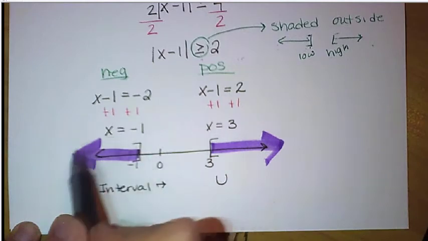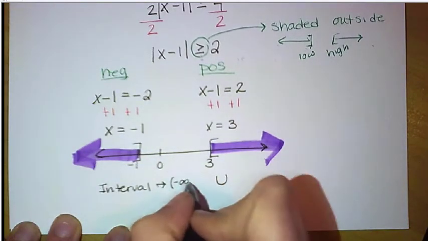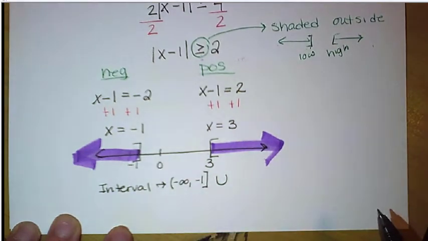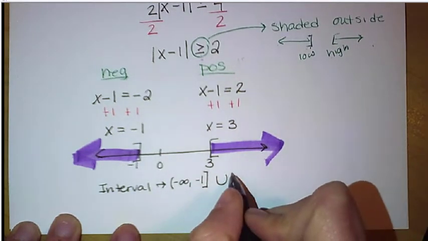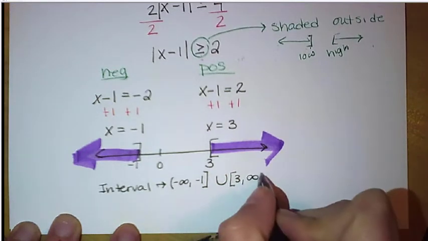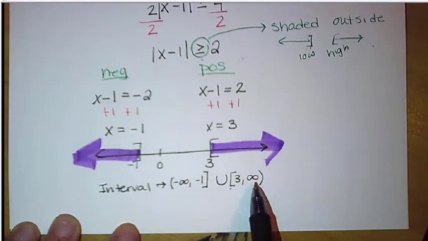So when we write this in interval notation, it's going to go from negative infinity up to -1 with a bracket. And on our other side, we're going to start at 3 and go to positive infinity. And again, we have a bracket at 3 and a parenthesis at infinity.